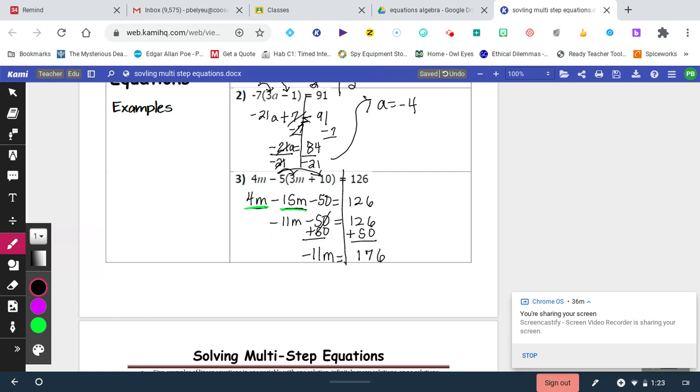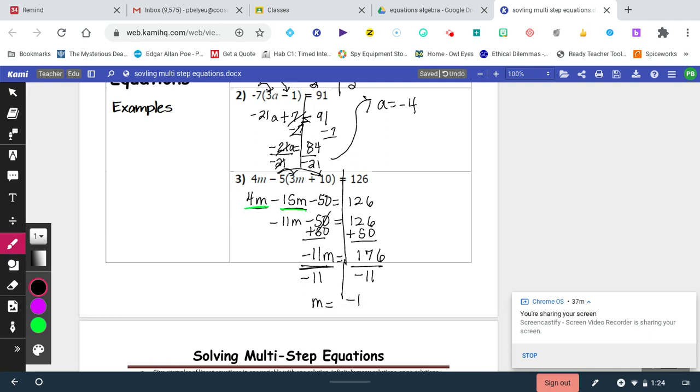All right, so I got my 176, and I want to divide by negative 11. The opposite of multiplying by negative 11 is dividing by negative 11. Remember, when you multiply or divide by a number when you're solving equations, you're not changing the signs. And so we have 176 divided by 11.